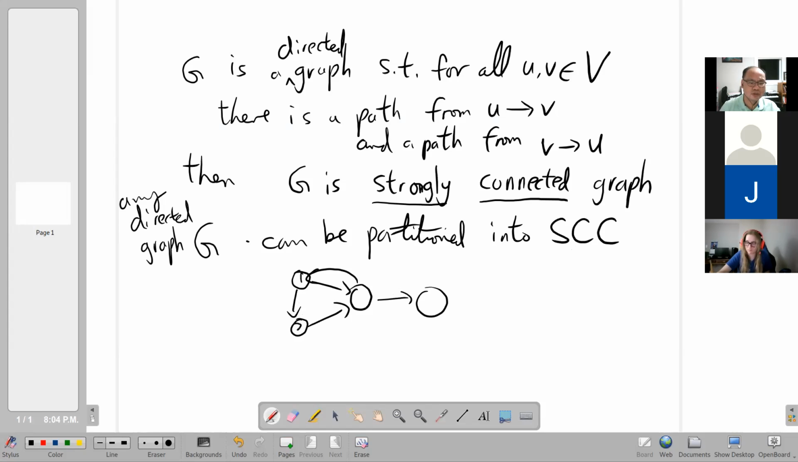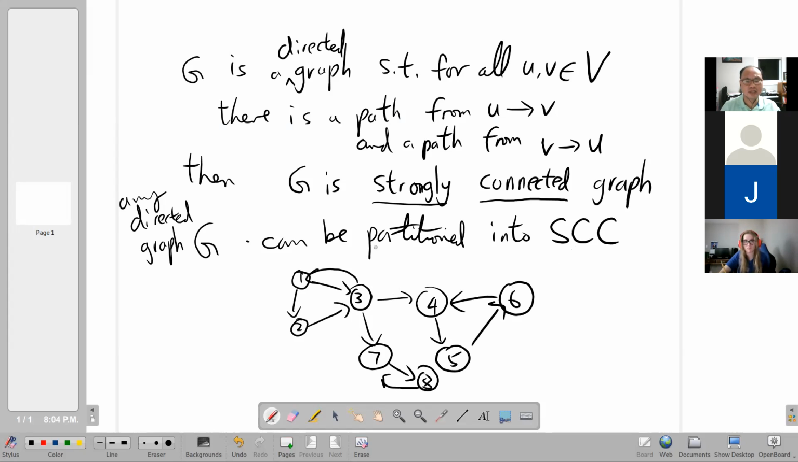1, 2, 3, 4, 5, 6, and maybe you have something like 7 and 8. Okay, like that. This graph is not strongly connected because you cannot go from 8 to 3, for example. There's no way to go from 8 back to 3. But then maybe I should use a different color.